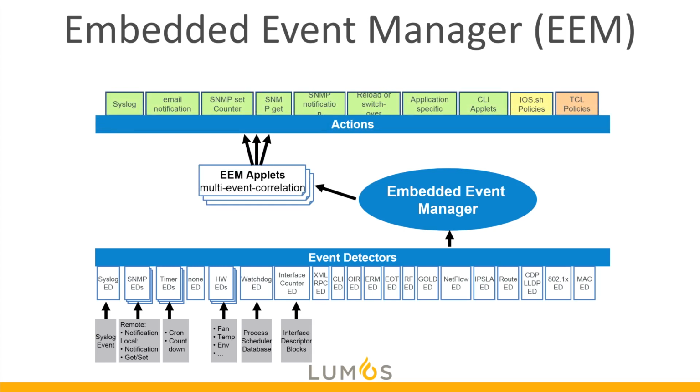which can be single or multi-event correlations to something that we do. So maybe we write something to syslog if we see something happen. We email someone, we set an SNMP counter, we do an SNMP get or a notification, we reload the switch, we perform some sort of application-specific configuration, we run a CLI applet or a kind of macro, we run some sort of shell policy or Tool Command Language or even Python. That's something we'll be talking about, especially in the Nexus series. EEM can trigger Python, so we can create our own custom Python.